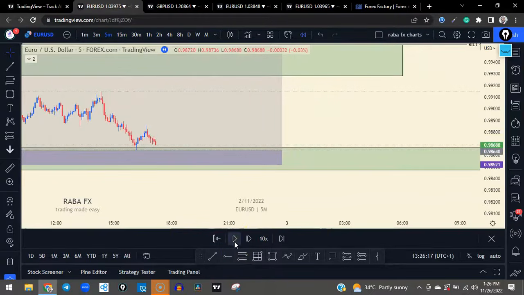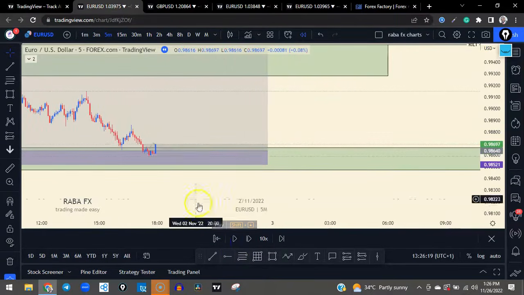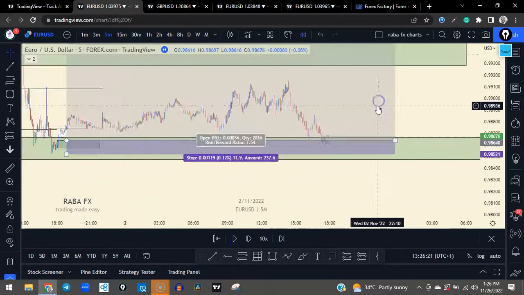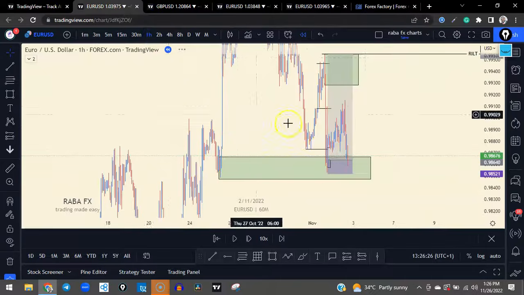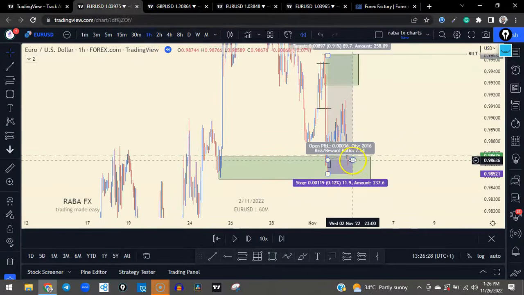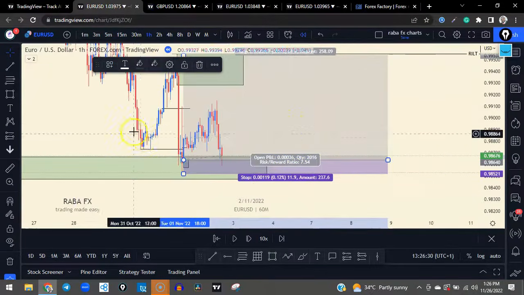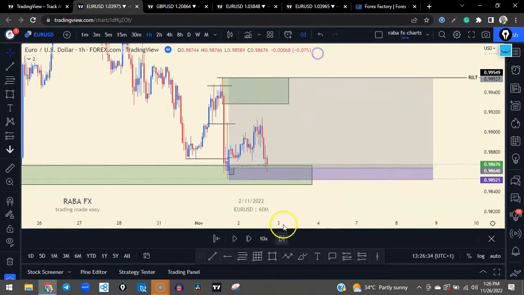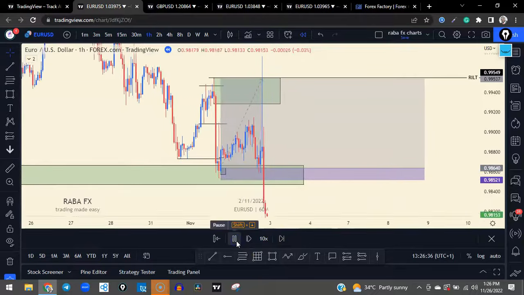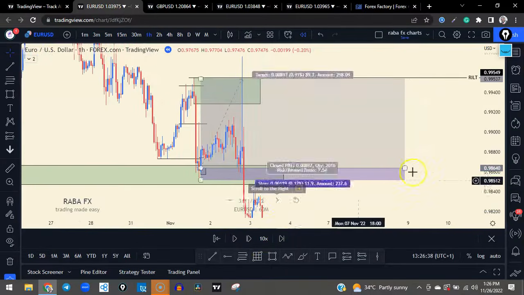Now we have our entry there. You can see that's our entry. Then you can go back to your 1 hour to speed this up. That's our entry there, and we want to target this level. So let's keep playing.